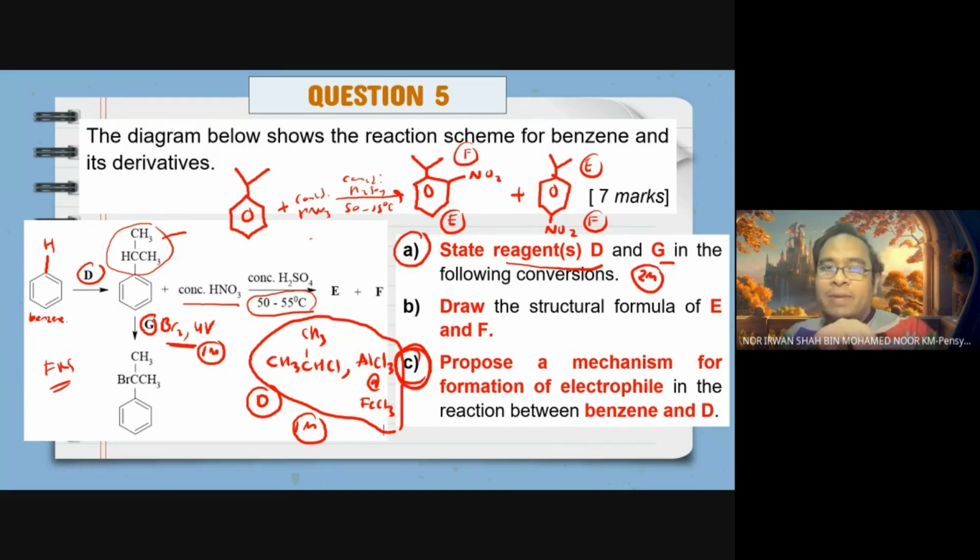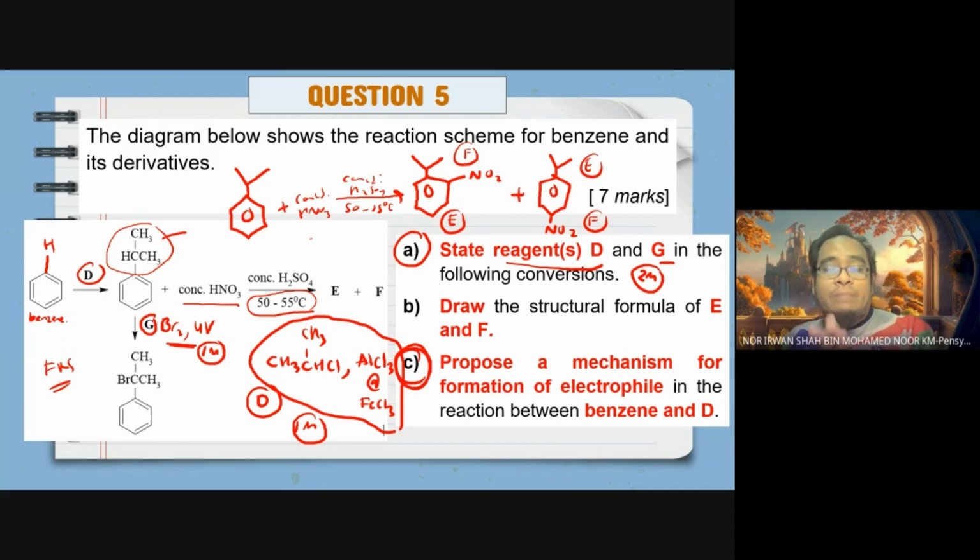Dan mechanism yang ketiga adalah apa? Apa guys? Friedel-Crafts alkylation. Okay, dan ketiga-tiga mechanism of benzene ini, halogenation, nitration dan juga Friedel-Crafts alkylation, dia mempunyai step yang sama. Apa? Step 1, formation of electrophile. Step 2, formation of arenium ion. Dan step yang terakhir, itulah yang membawa kepada penghasilan produk kita.